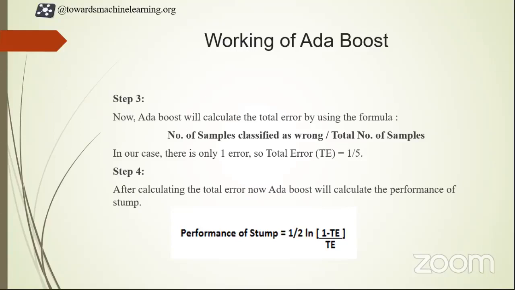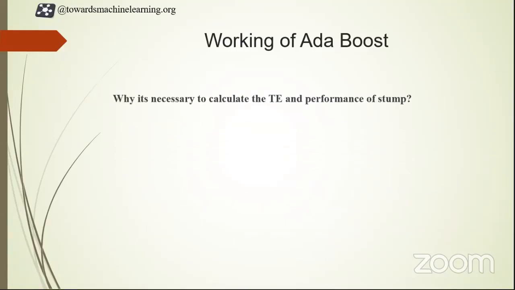Now you will be thinking, why are we calculating this total error, and why are we calculating this performance of the stump? If anyone has any idea, they can reply in the chat box. The basic idea I have already given you in the introduction of AdaBoost. If anyone has any idea, they can reply in the chat box.